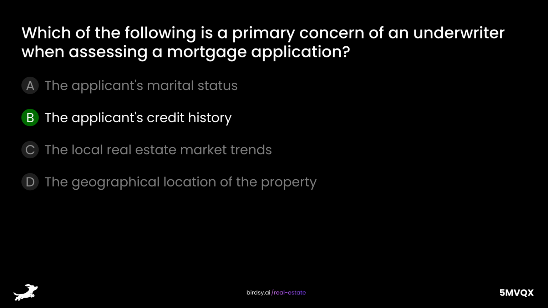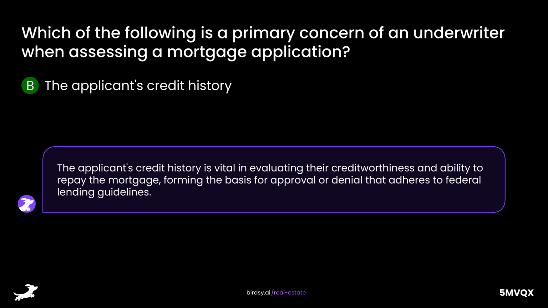The answer is B. The applicant's credit history. The applicant's credit history is vital in evaluating their creditworthiness and ability to repay the mortgage, forming the basis for approval or denial that adheres to federal lending guidelines.